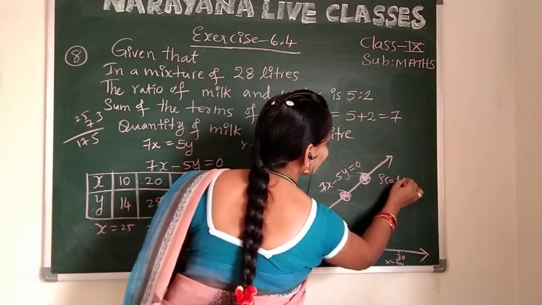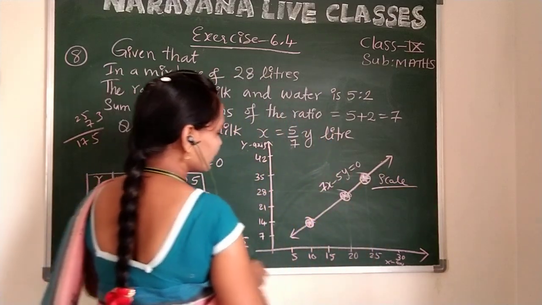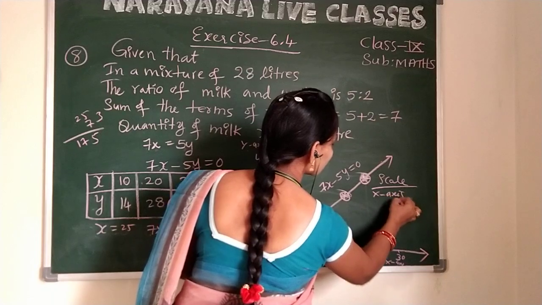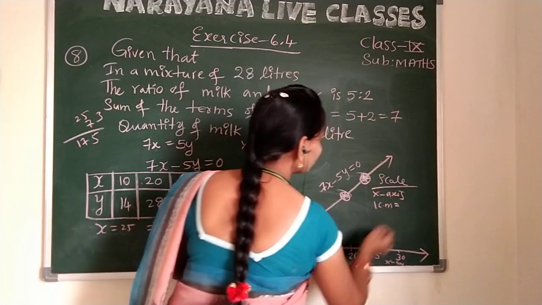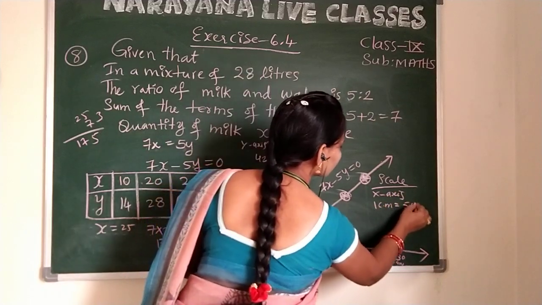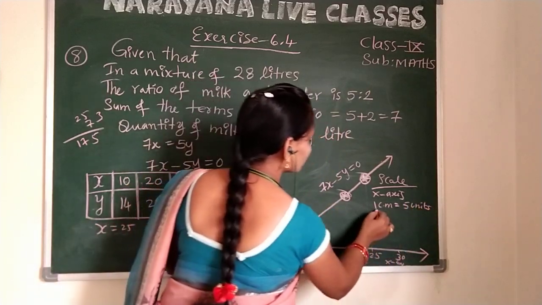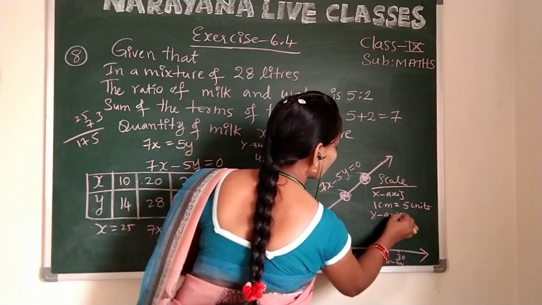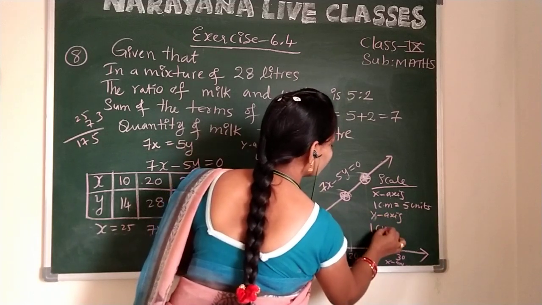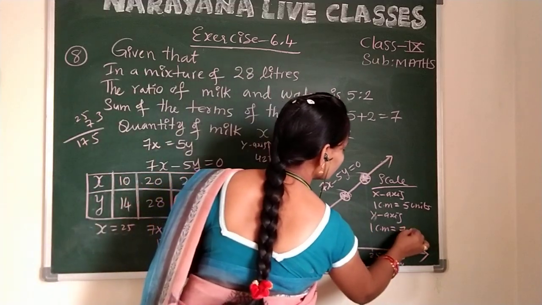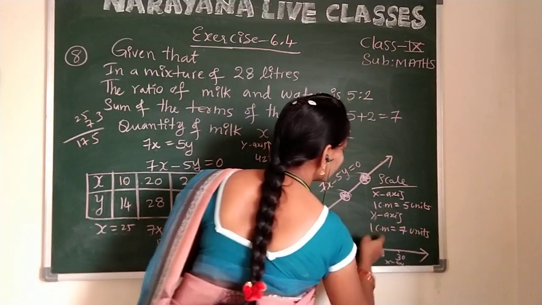After plotting the graph, now you should write the scale. Scale is very important. On the x-axis, 1 centimeter is equal to 5 units, since I took 5, 10, 15 like that. On the y-axis, 1 centimeter is equal to 7 units, since I took 7, 14, 21 like that.